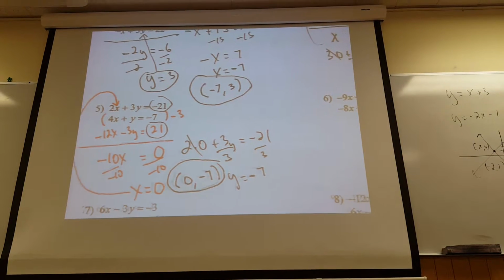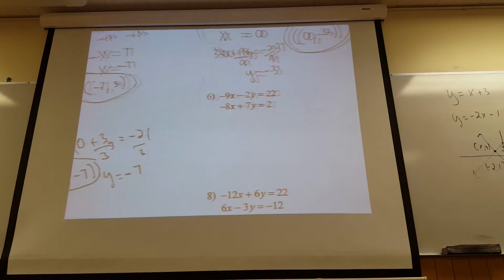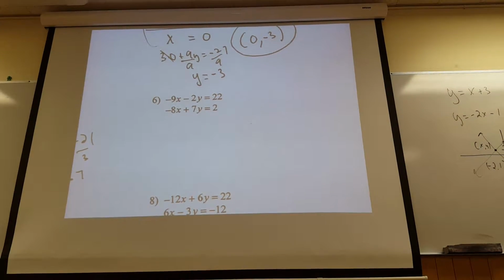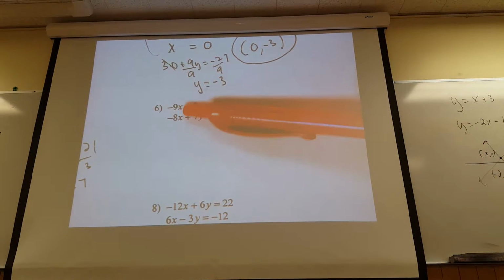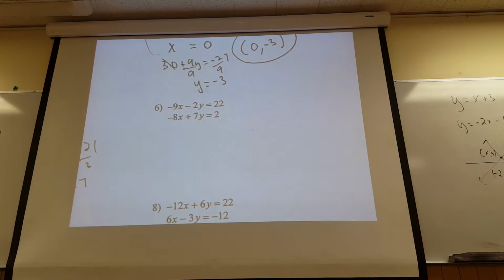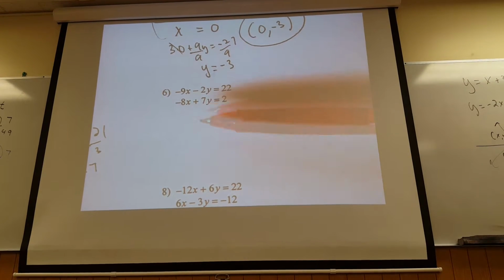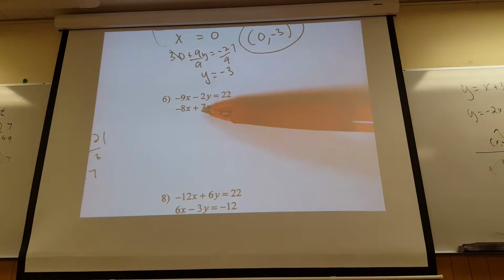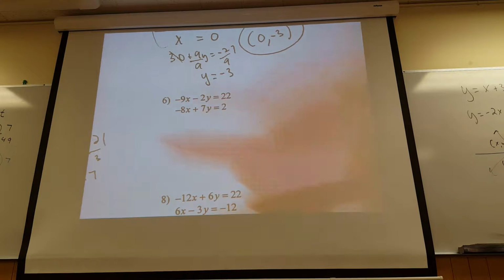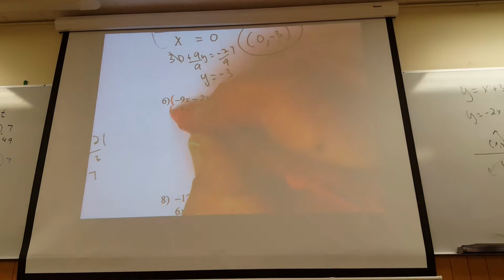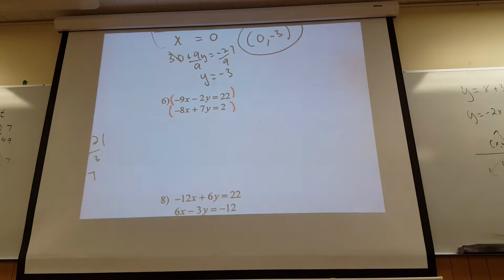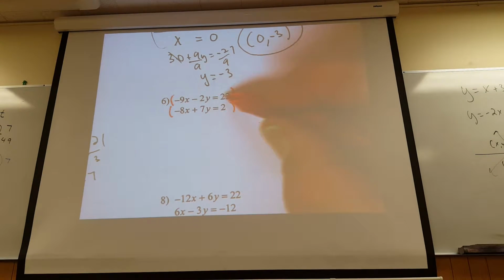Now, the 6th one is where you need to times both equations, okay? And you need to get opposites. Since the y's have opposite signs, what would we have to multiply these equations by? The top one by what? 7. And the bottom one by 2, 2.